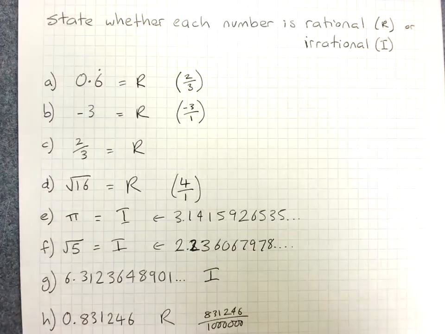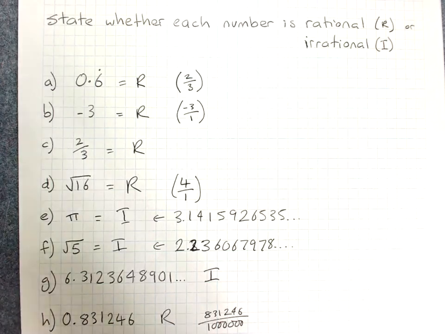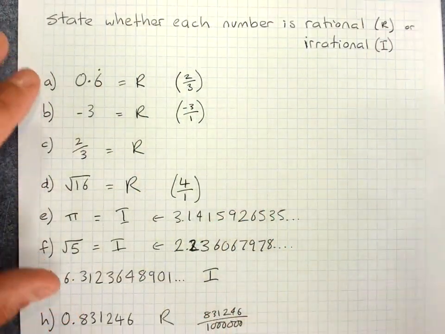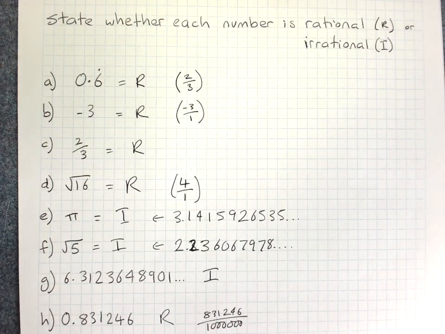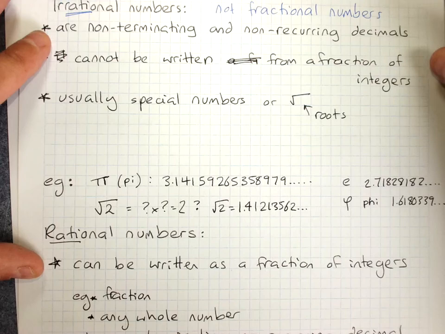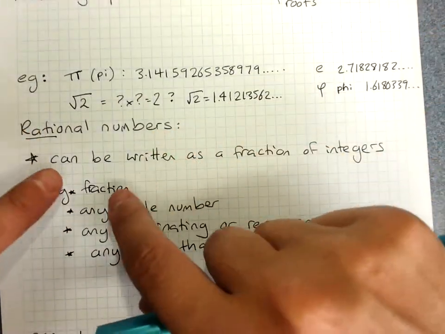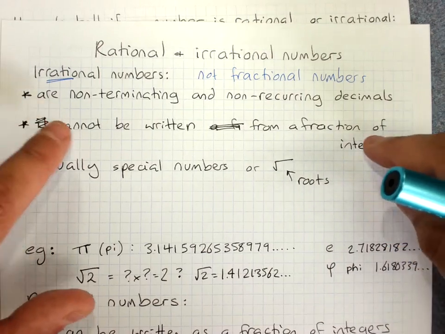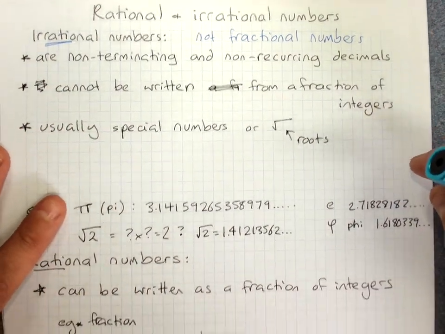So, rational and irrational numbers. You need to be able to tell me if a number is rational or irrational, and you would need to be able to give me the definition of rational and irrational numbers. Rational can be written as a fraction of whole numbers. Irrational cannot be written as a fraction of whole numbers.